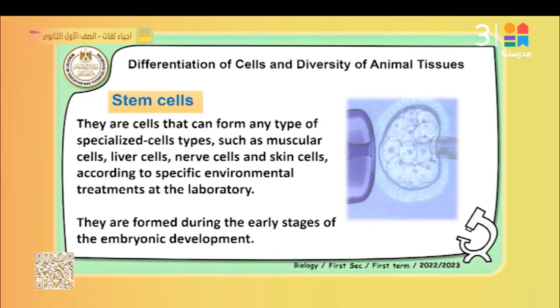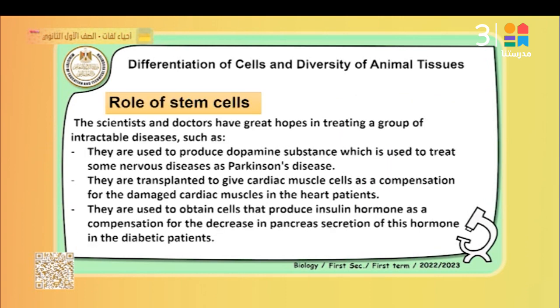of this disease. Stem cells are cells that can form any types of specialized cells, such as muscular cells, liver cells, nerve cells, and skin cells, according to specific environmental treatment in the laboratory. They are formed during the early stage of embryonic development. Scientists and doctors have great hopes in treating a group of intractable diseases. What is the meaning of intractable disease? It is an incurable disease, not treatable except with stem cells. This is the way of the treatment.